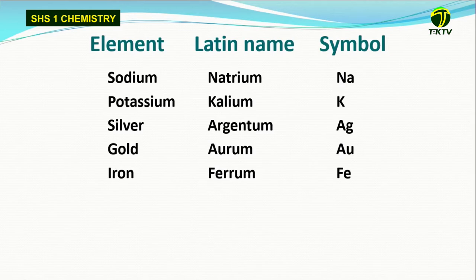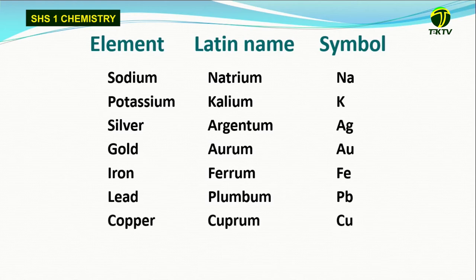We have iron, ferrum. We are using Fe. And we have lead, plumbum. We are using Pb. We have copper. As I mentioned, the name is cuprum from the Latin, and we are using the Cu. We have mercury. There is no H in the English name, but we have hydrargyrum. So the symbol is obtained from that.